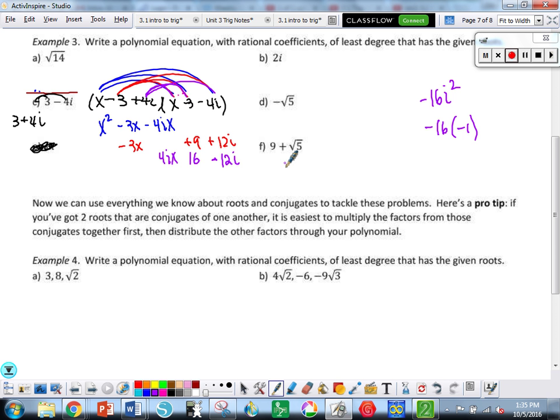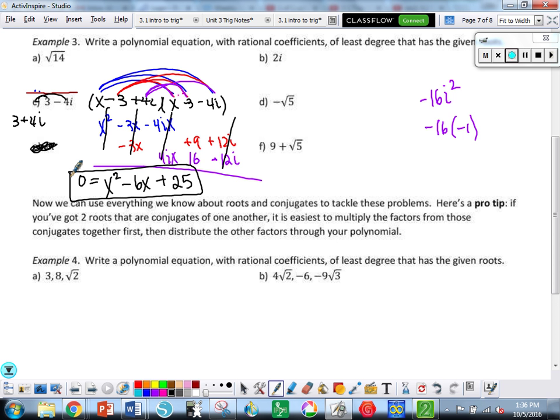Now let's add them all together and cancel out what we can. So I've got x squared minus 6x. Those cancel, plus what? 25 equals 0. Now if you were to use the quadratic formula and simplify it, you would get the same thing right there.